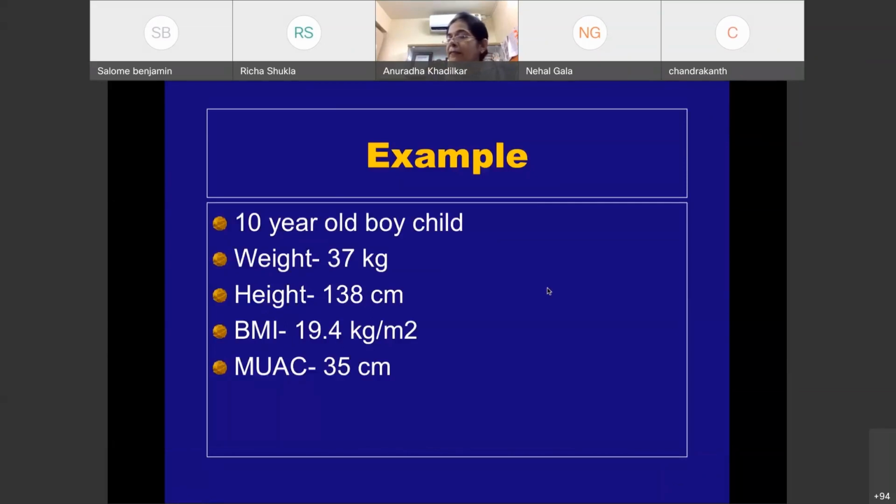So this is an example, a boy who is 10 years old, weight 37 kilos, seems to be a little high, height 138, seems to be, to me, normal. BMI 19.4, in my opinion, this is a little high, and the MUAC is 35. So this does seem to be high. So let us see what this child has.